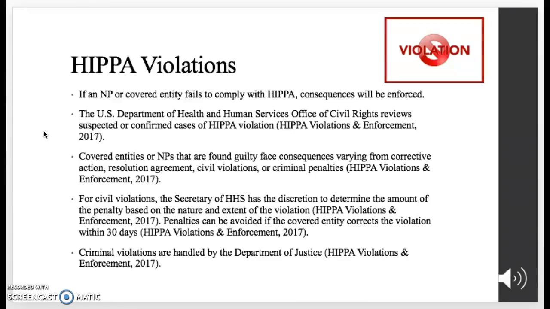For civil violations, the Secretary of Health and Human Services has discretion in the amount of the penalty based on the nature and the extent of the violation and the nature and extent of the harm resulting from the violation. Civil penalties can be avoided if the covered entity corrects the violation within 30 days. This is true unless the violation was willful neglect. Criminal violations regarding HIPAA are handled by the Department of Justice.